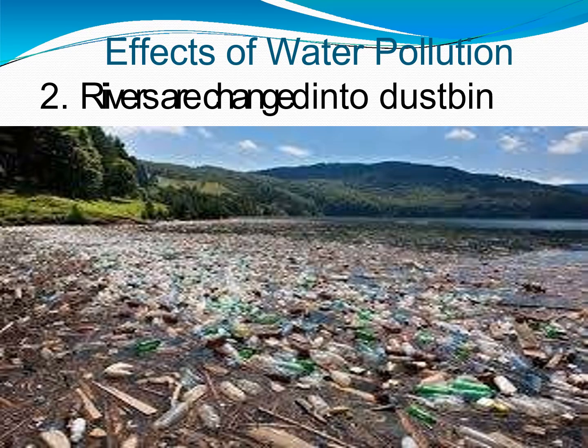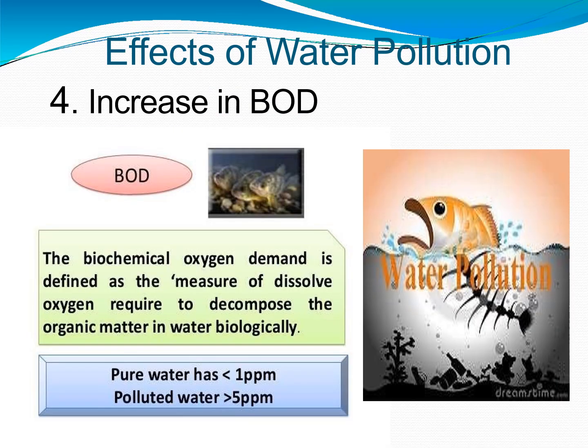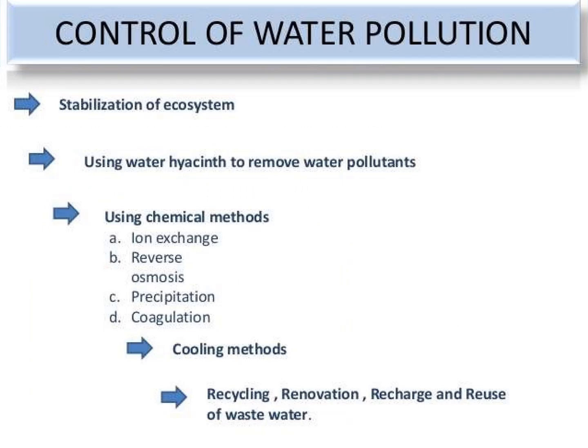Rivers are changed into dustbins nowadays. Shortage of drinking water. Increase in BOD level, that is biological oxygen demand. What is BOD? It is defined as the measure of dissolved oxygen required to decompose the organic matter in water biologically. Pure water has less than 1 ppm. Polluted water means greater than 5 ppm. If a water sample has greater than 5 ppm BOD, it is not suitable for drinking or even for other industrial purposes. Then the water is said to be polluted.